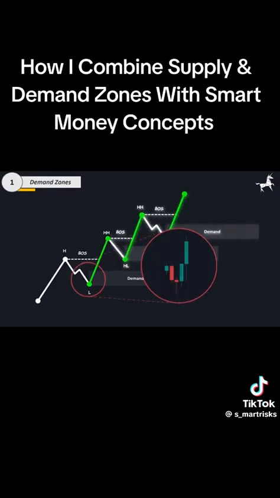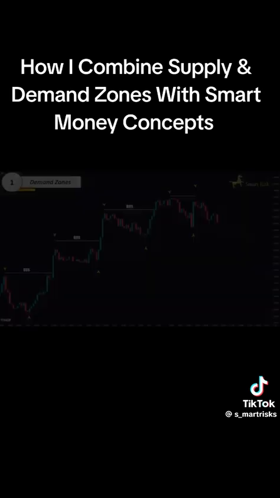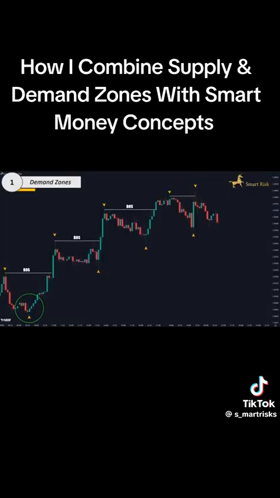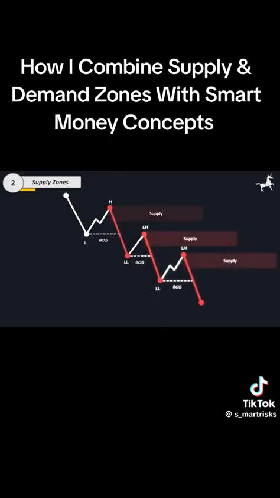In a bullish scenario, the last down-close candle, or a series of consecutive down-close candles, at the origin of the bullish impulse represents the demand zone. For example, in this case, the last 2 consecutive down-close candles before the expansion form an unmitigated demand zone. Similarly, in a bearish scenario, the last up-close candle, or a series of consecutive up-close candles, at the origin of the bearish expansion move represents the supply zone.